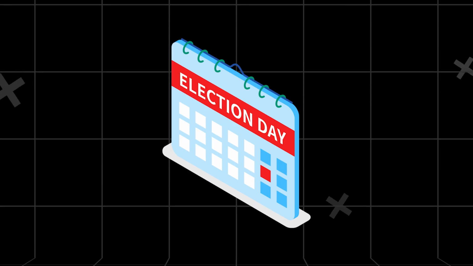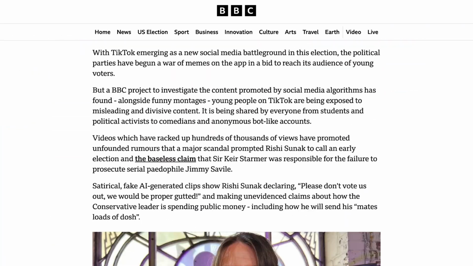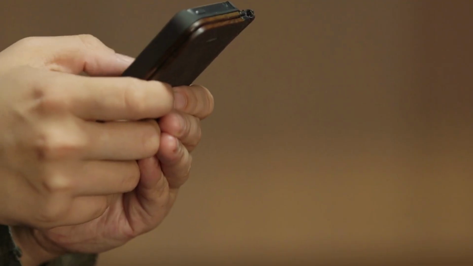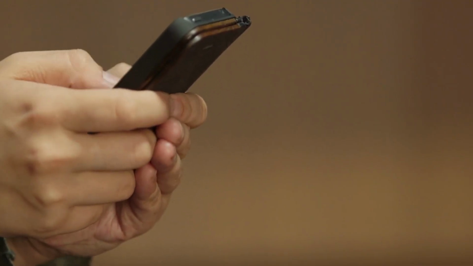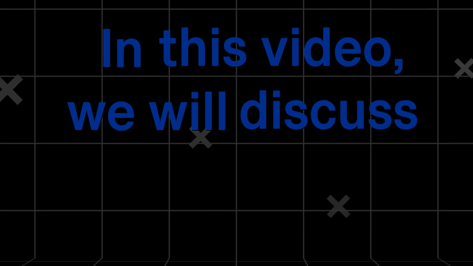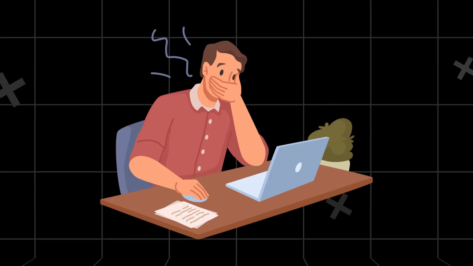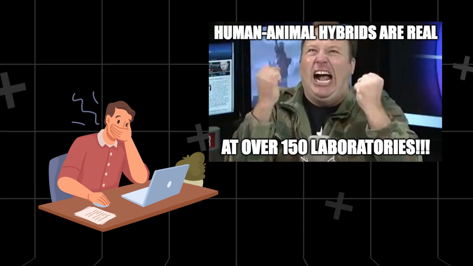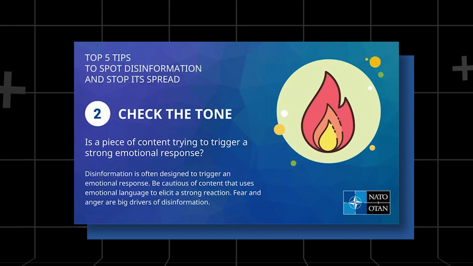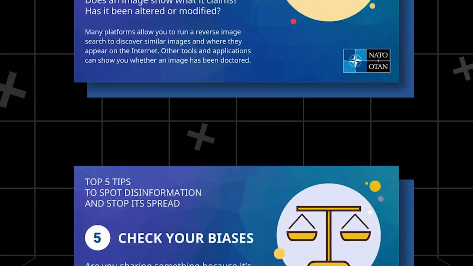As we approach the election, disinformation is becoming more difficult to decipher. That is why it is important to think critically when you are watching the news or seeing headlines across your social media feeds. In this video, we will discuss 5 steps you can follow to avoid falling victim to sharing misinformation or disinformation.